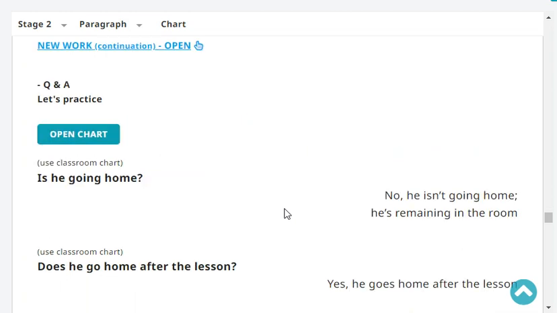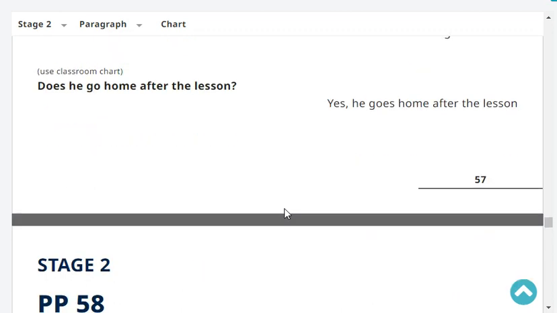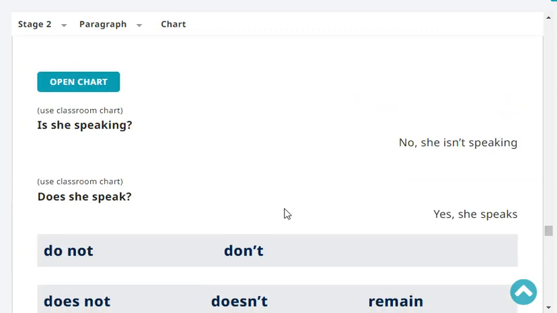Is he going home? No, he isn't going home. He's remaining in the room. Does he go home after the lesson? Yes, he goes home after the lesson. Very good.